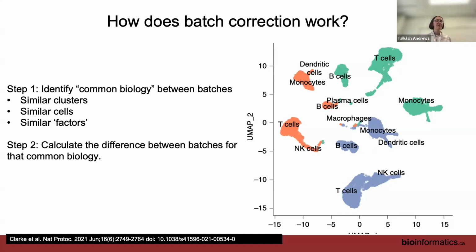The next step is to calculate the difference between the batches for that common biology. So if you're looking at pairs of cells, what's the difference between the pairs of cells from different batches? If you're looking at different factors, what's the difference between those factors in the different batches? Once you've calculated what that difference is, you just remove that difference. And that's all there is to it.